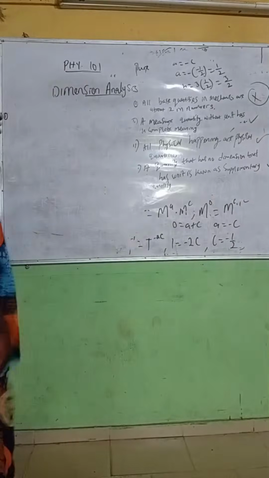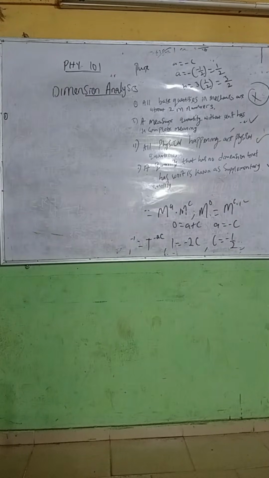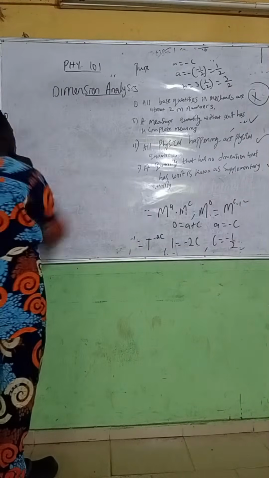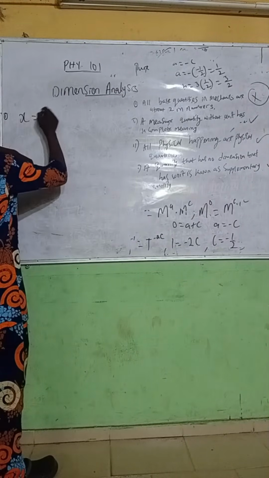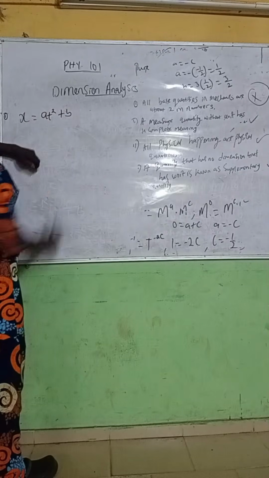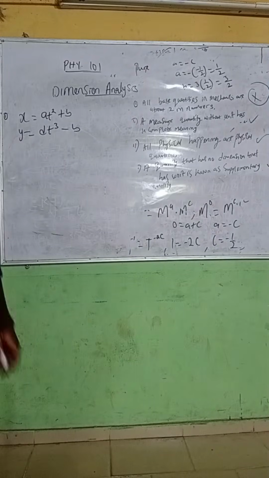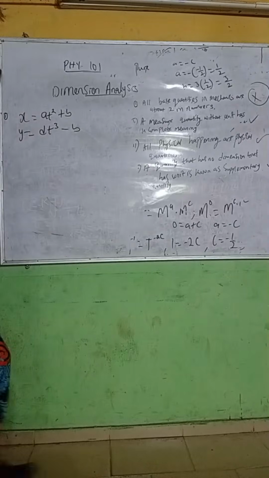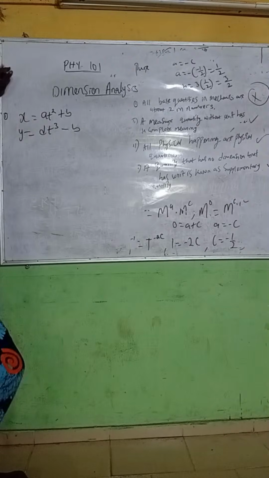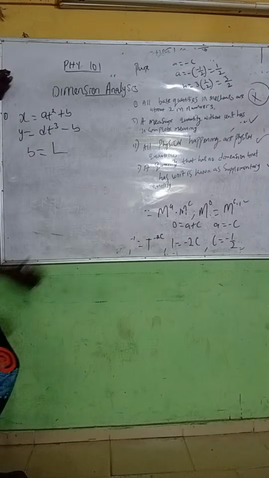Yeah, let's see. The displacement of a particle in the XY plane is given by x equals at squared plus b, and y equals dt cubed minus e. Find the dimensions of A, B, and D, where t is time from rest and A, B, D are constants. So let's find the dimensions of A, B, and D. Since x and y are in meters, B is L, obviously.